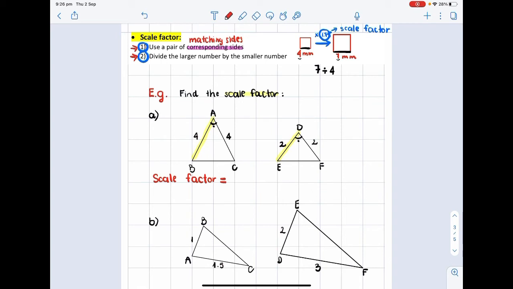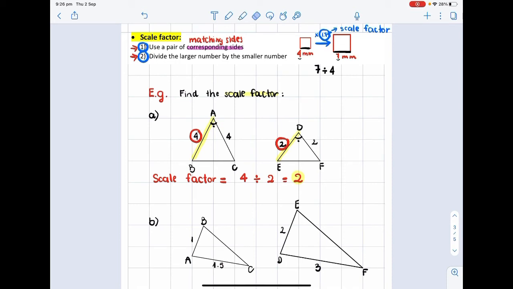And step 2, divide the larger number by the smaller number. So AB is equal to 4. DE is equal to 2. So what we need to do is 4, which is the larger number, divided by 2, which is the smaller number. 4 divided by 2 is 2. So this is the scale factor.